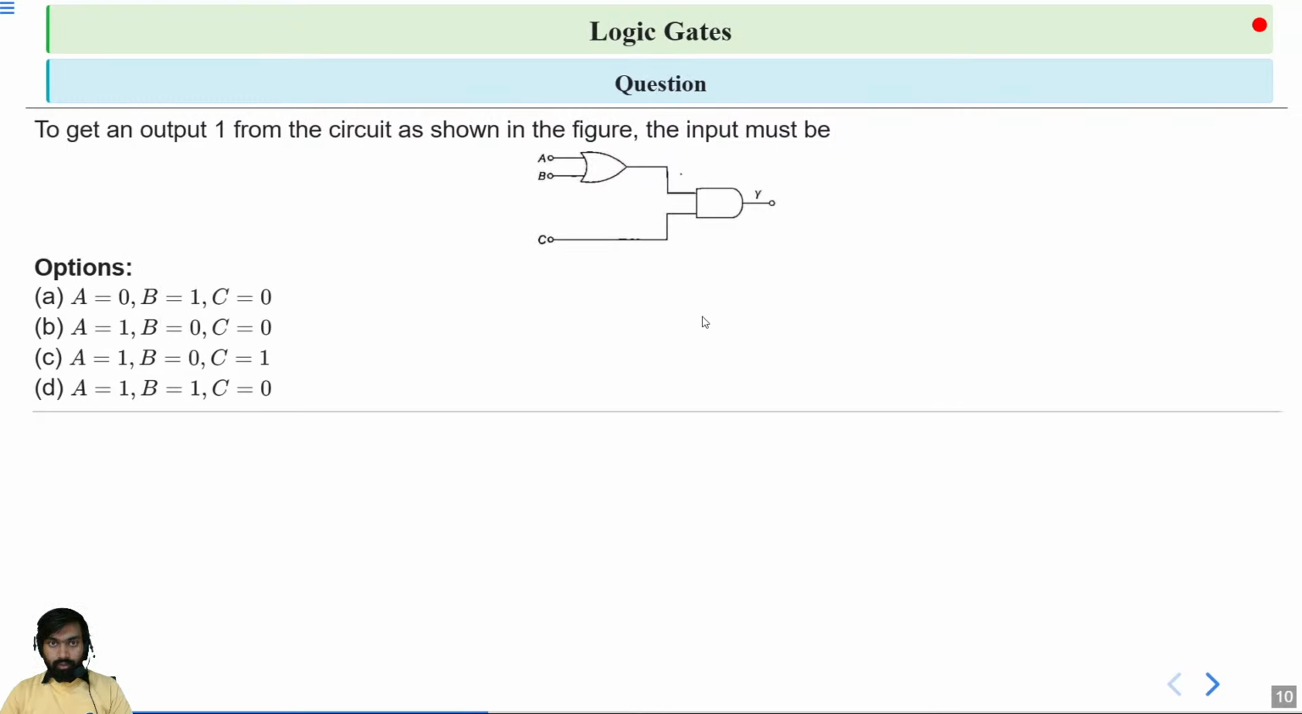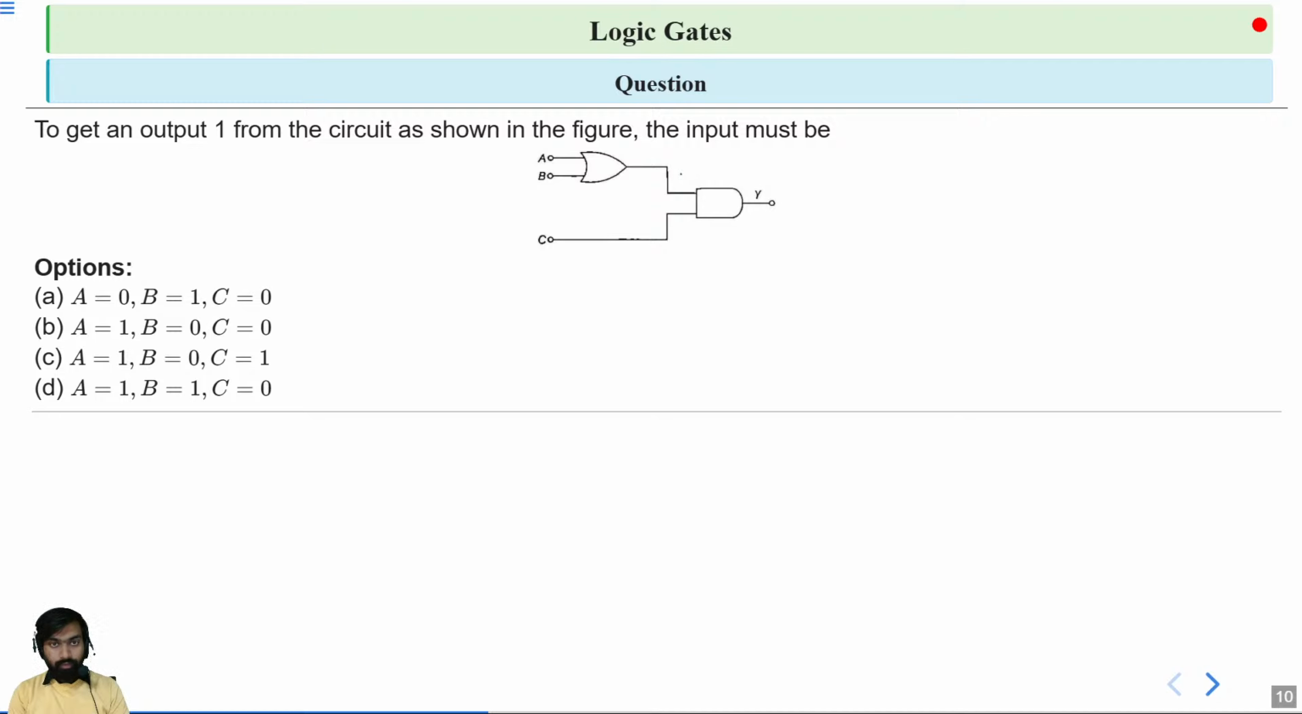Next question. To get an output 1 from the circuit as shown in the figure, the input must be what? So the question asks what input values will make the given logic gate circuit output 1. The figure shows a logic gate circuit with three inputs A, B and C. You need to find which combination of A, B and C from the given options will result in an output of 1.